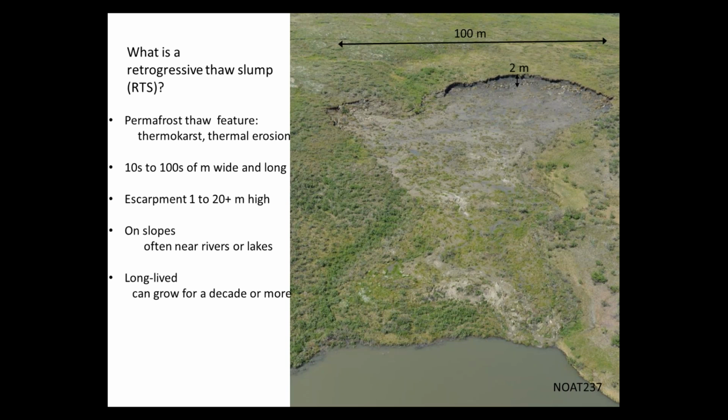They are found on slopes, frequently near rivers or lakes, and for that reason, they're of concern because you frequently see a plume of sediment running down the river, or the lake that they're next to can be turbid as a result of the erosion from the thaw slump. So that's kind of what attracted our attention to them to make them one of our monitoring objects, because they do have these kind of impacts on water quality. And one other thing about retrogressive thaw slumps is they're long-lived. They can grow for a decade or more by that escarpment advancing uphill.